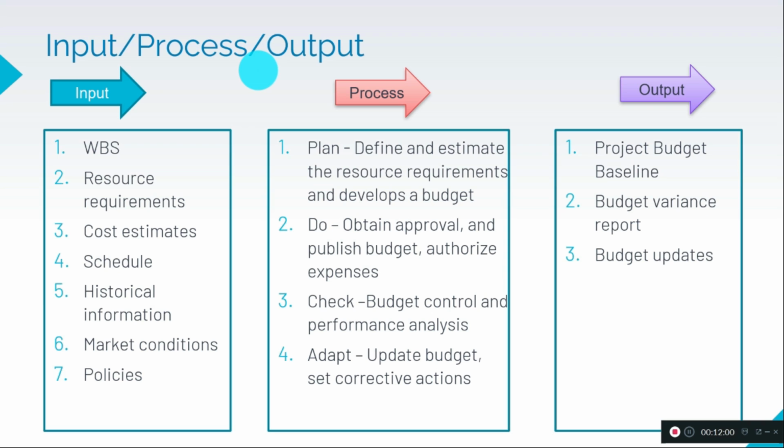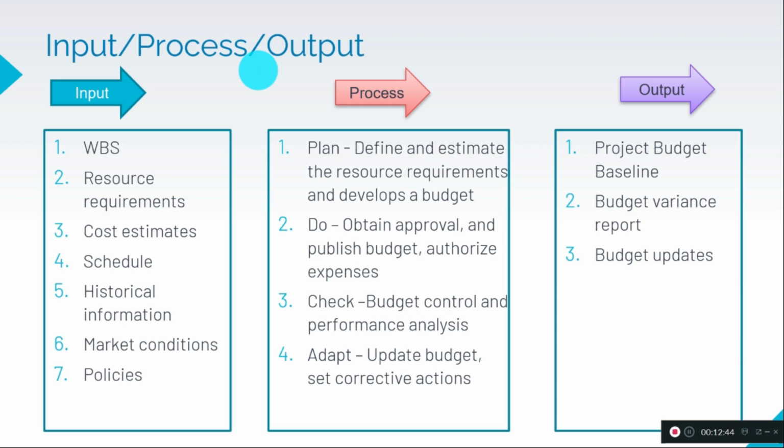So we need to get the approval from the organization for the budget in a periodic way to release to the project, publish the budget to the organization, and authorize the expenses. There will be additional expenses required, like traveling from offshore to on-site, and when the team is working in shift timings, we need to provide additional payment, correct? All these kinds of expenses, like buying software, we need to consider, and check budget control and performance analysis.